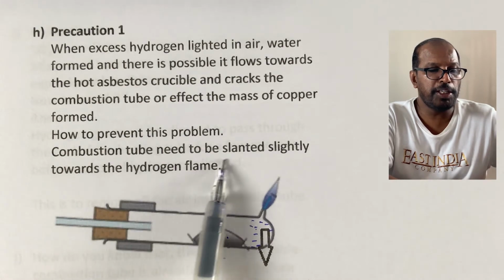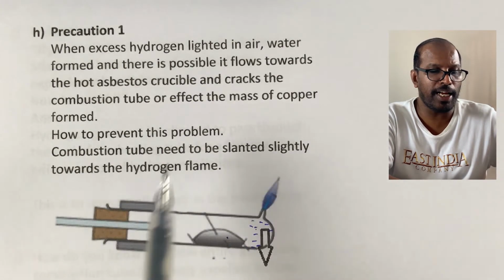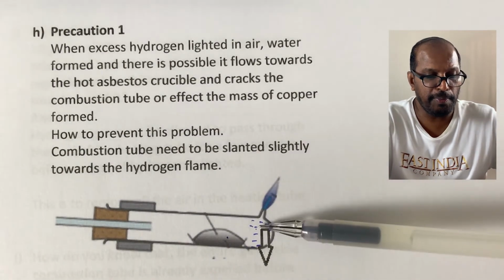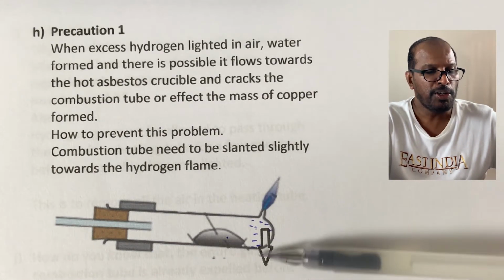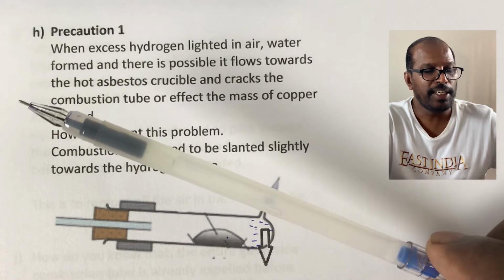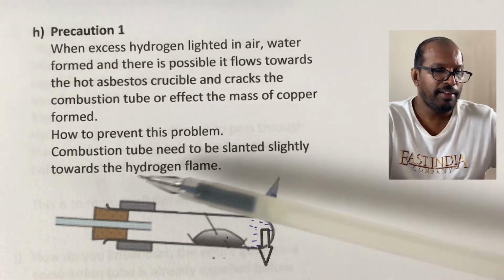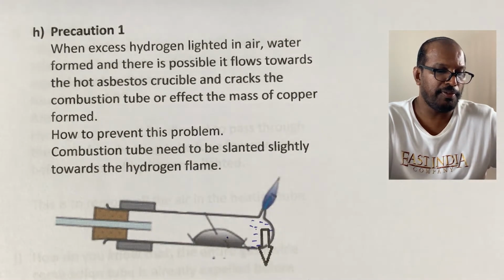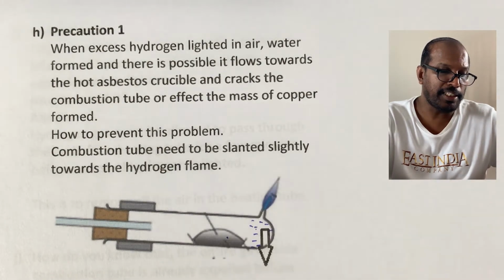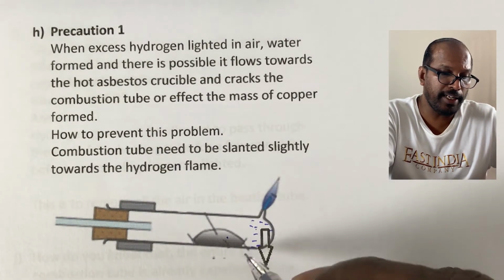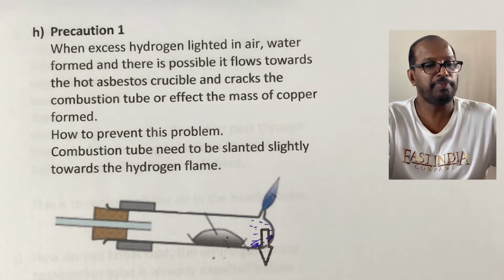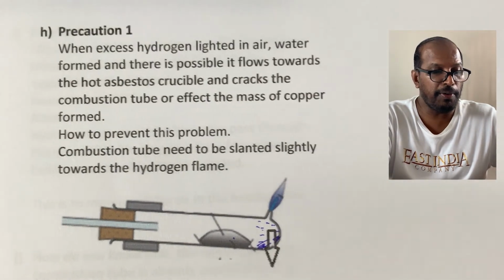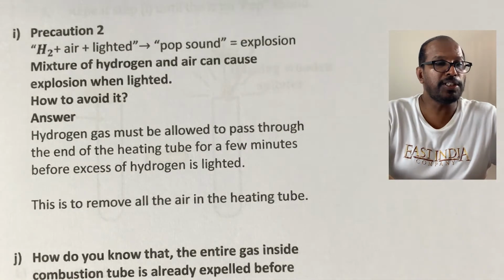So the combustion tube needs to be slanted slightly towards the hydrogen flame. That means we push this one a bit down. When you push it a bit down, it will be slanting upwards. Then this will prevent the water from touching the copper oxide, and the water will be somewhere at the end of this test tube.